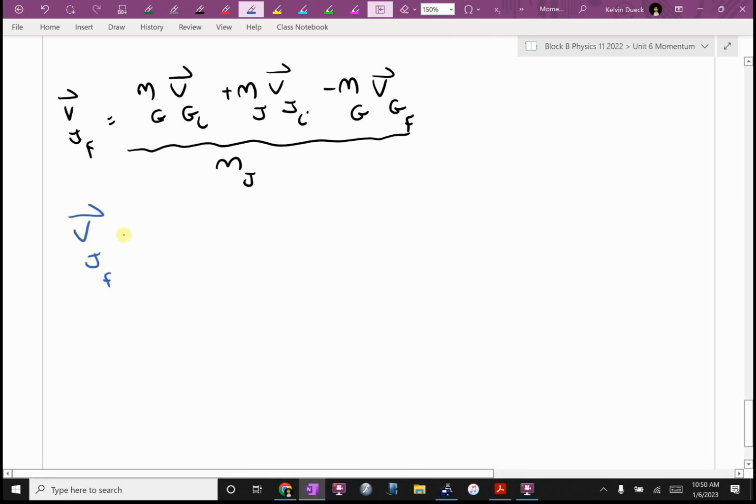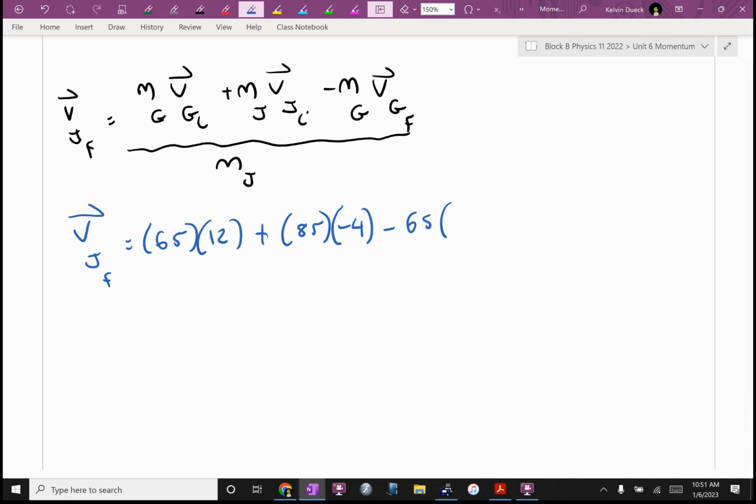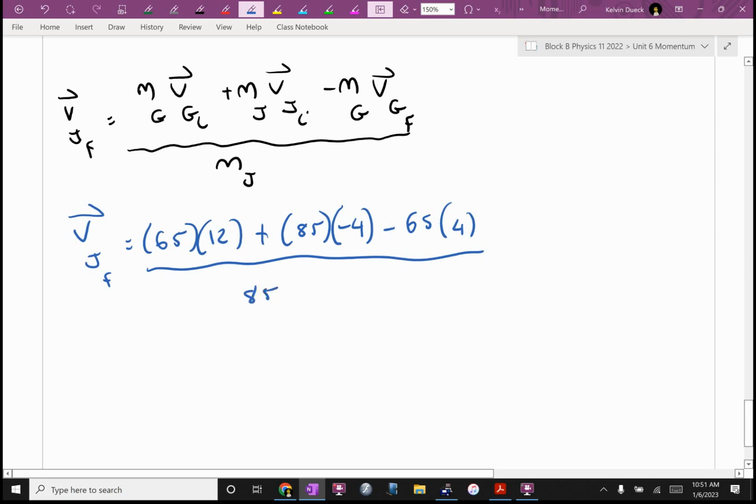So, we plug in numbers. I've scrolled down. What was George's mass? What was George's initial velocity? Jim's mass? Jim's initial velocity? That can't be right. Oh, first one was 12? Okay. So what's Jim's velocity? That can't be right. Oh, yeah. Minus 65. What was George's final velocity? Also 4? But positive? Or negative. Okay. All over 85.